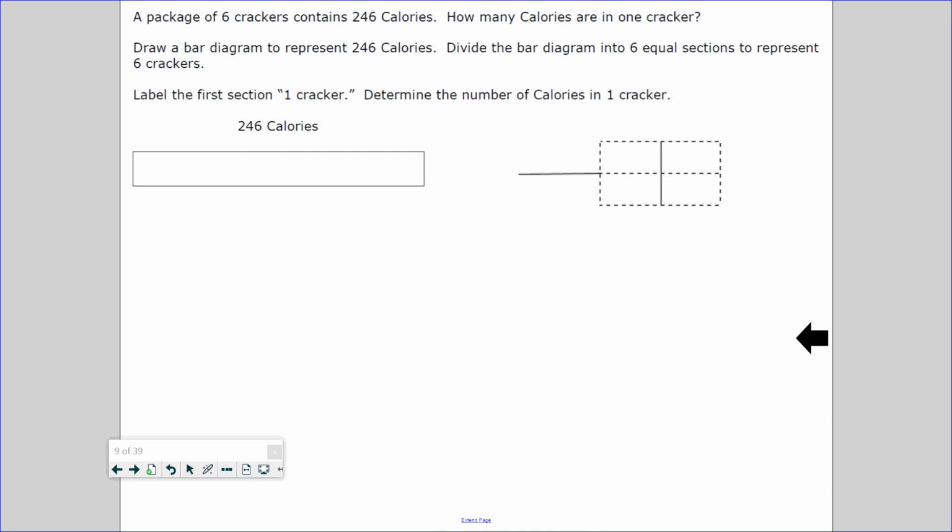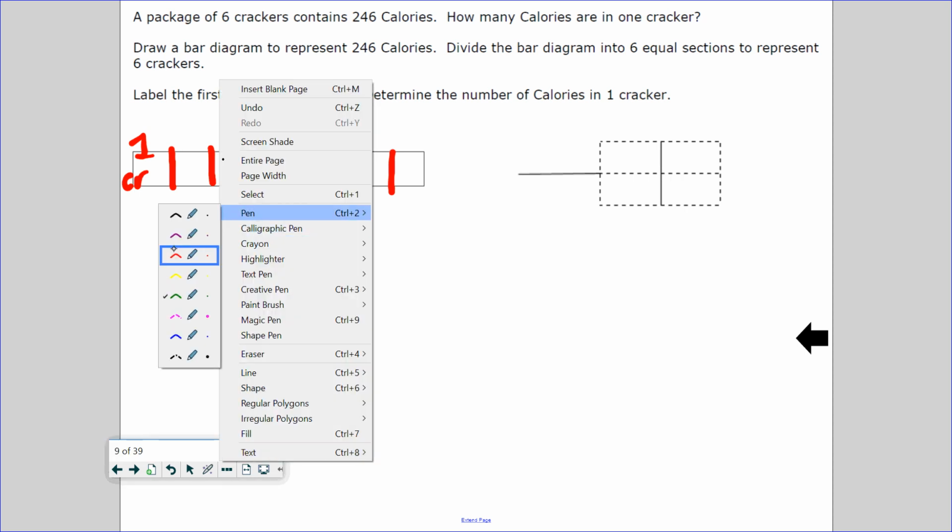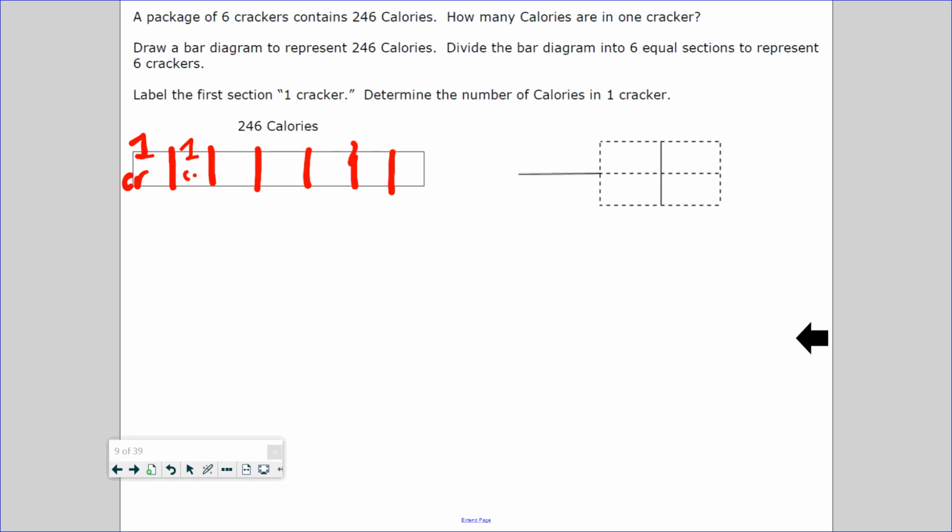So in this bar diagram, there are 246 calories. This is a package of crackers. I need you on your notes to split this up into 6 sections and label 1 cracker. Let me use a different pen color so it's thinner. 1 cracker, 1 cracker, 1 cracker, 1 cracker, 1 cracker, 1 cracker. That means there are 6 crackers.